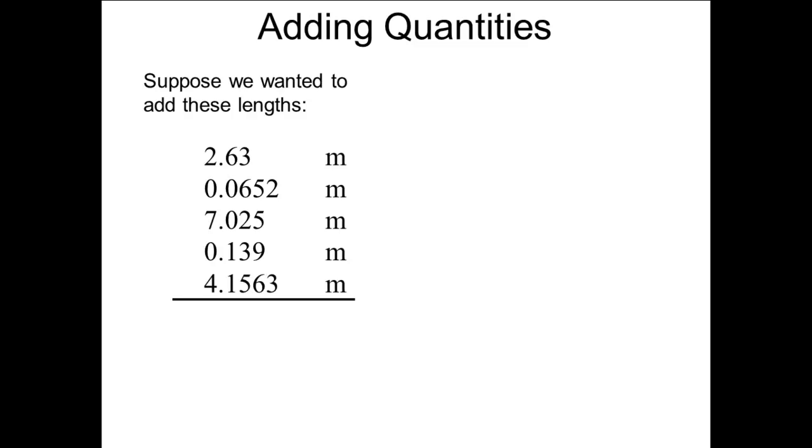Adding quantities. Suppose we wanted to add these lengths: 2.63 meters, 0.0652 meters, 7.025 meters, 0.139 meters, and 4.1563 meters. When we add these numbers on the calculator, we get 14.0155 meters.